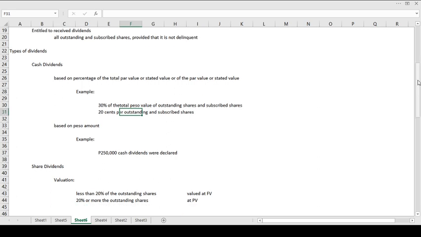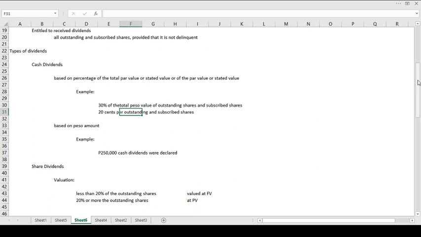Cash dividends, once we declare cash dividends, at the date of declaration, there is a decrease in retained earnings, and at the same time, a recognition of a liability in the form of cash dividends payable. Cash dividends can be declared in two ways. First, based on a percentage of the total par value or stated value. This means it can be a percentage of the total peso value at par or the total peso value of the stated value, or it can be a percentage of the par value per share or a percentage of the stated value per share.